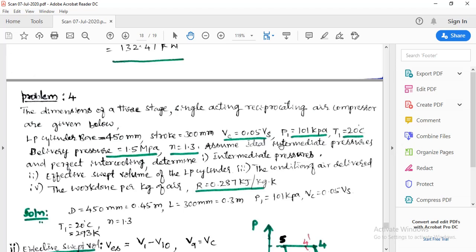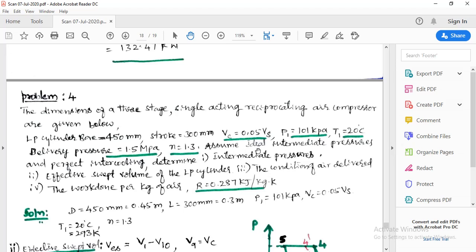Assume ideal intermediate pressures and perfect intercooling. Determine the intermediate pressures, the effective volume of the LP cylinder, the condition of air delivered, and the work done per kg of air. R value is given as 0.287 kilojoules per kg Kelvin.